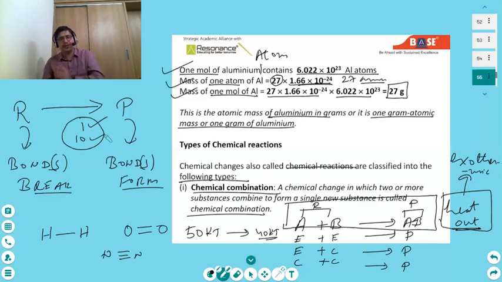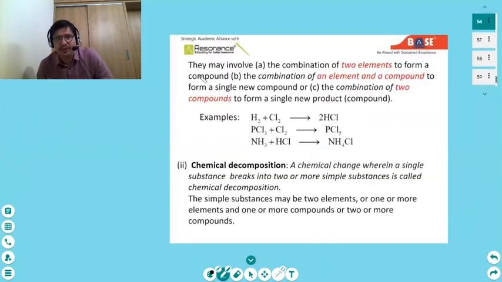Generally, chemical reactions are exothermic in nature. Now let's take examples of these. So the chemical combination reaction may involve combination of two elements, which I have explained to you. So here you see two elements are there: hydrogen as an element itself and chlorine giving 2HCl, that is hydrogen chloride gas.